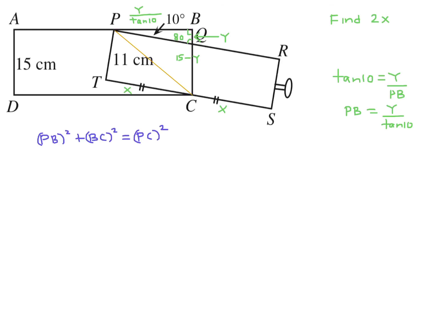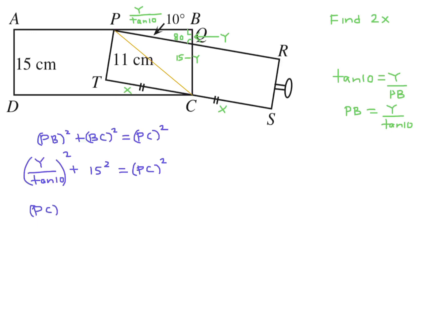Right? So PB, we got what? Y over the tan of 10. And then BC is 15. Correct? Because it's the same as that length. So that's very helpful. And then PC, well, that one we don't know, so we have to calculate for that. And this looks like I forgot to square that. Okay, don't make that mistake.